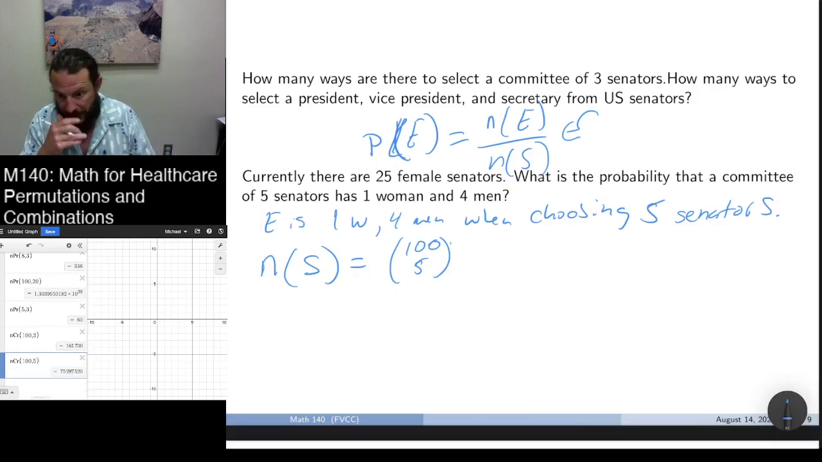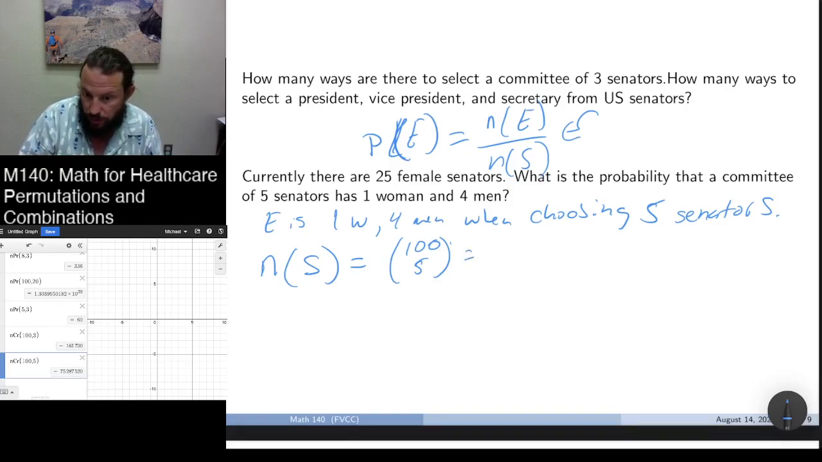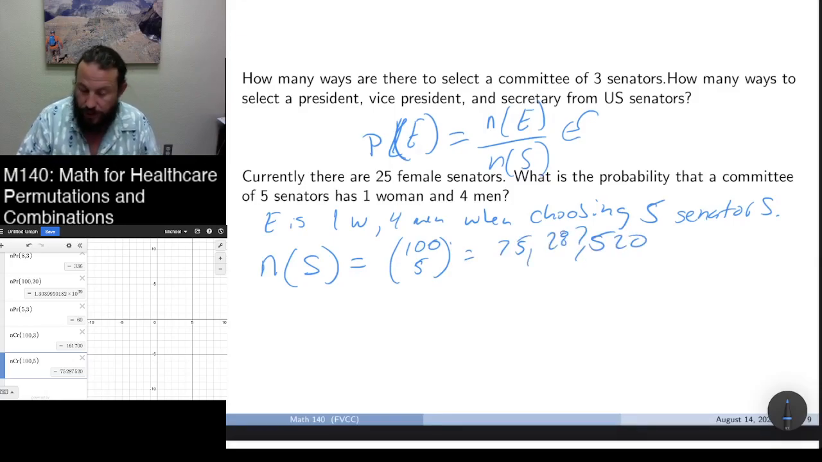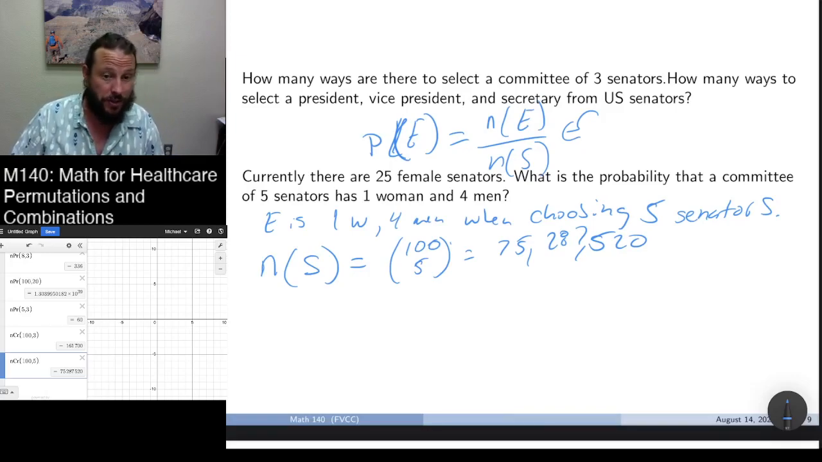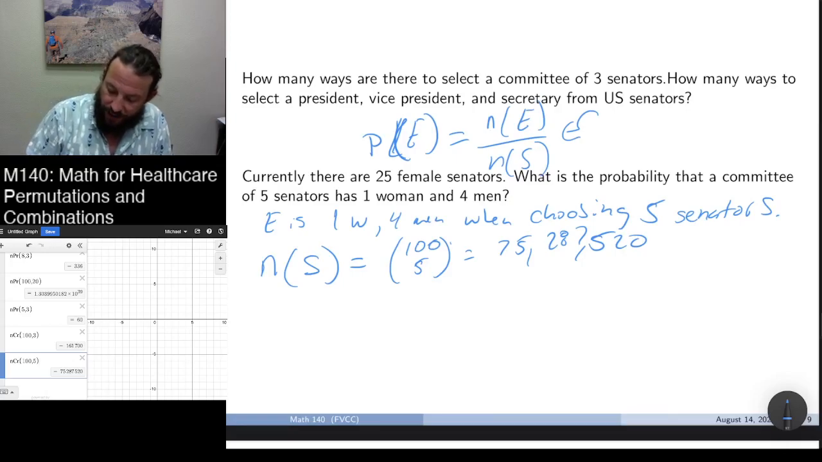Just so you know what this equals, that turns out to be 75,287,520. You could go ahead and plug that in so you can see the number better written than the one I have there. But somewhere about 75 million. That's the size of our sample space. You definitely don't want to list all that out. Now, how do we find the size of E?